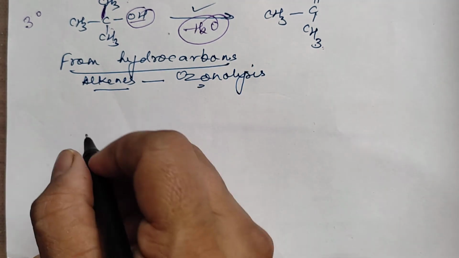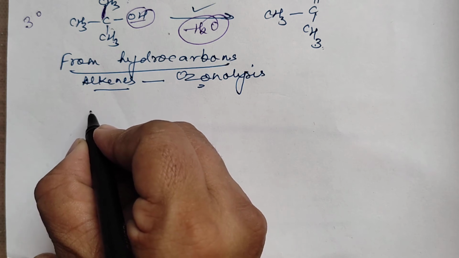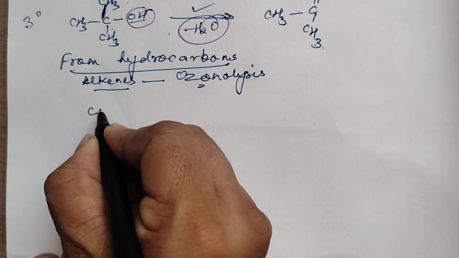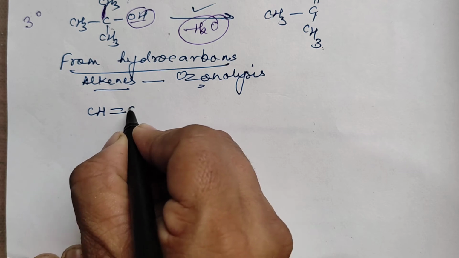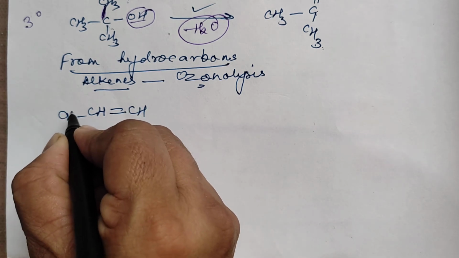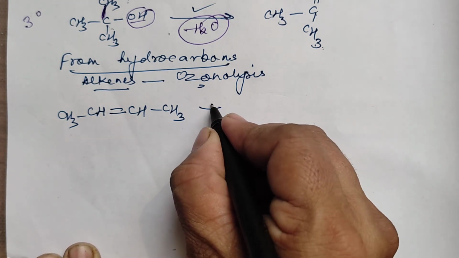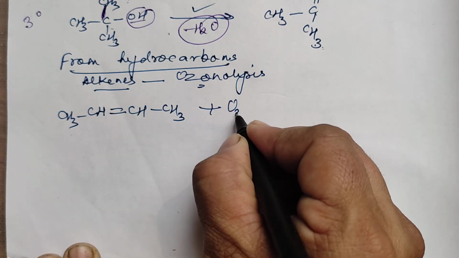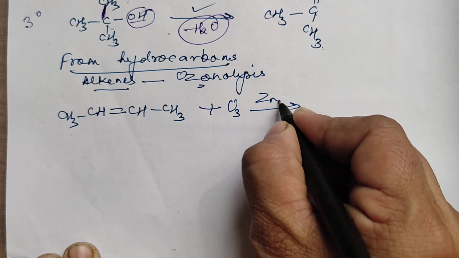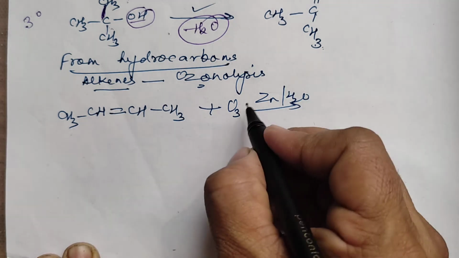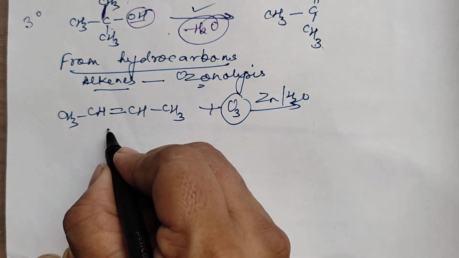Again, it's quite simple. Suppose you are taking some symmetrical alkene. Say I have taken but-2-ene. This is reacted with ozone in the presence of zinc and water. So first thing is ozone is going to add on here.